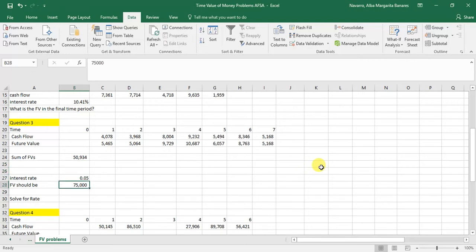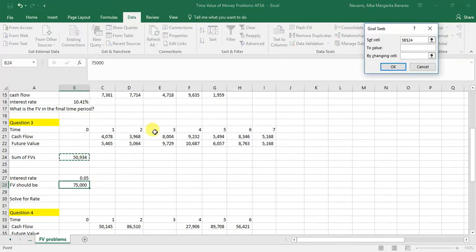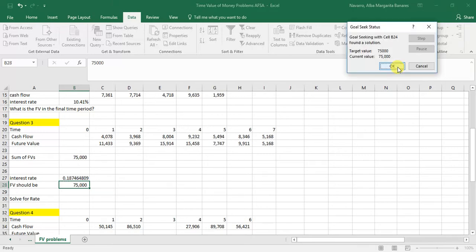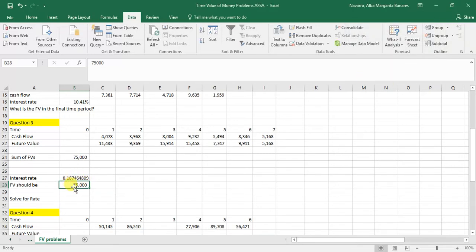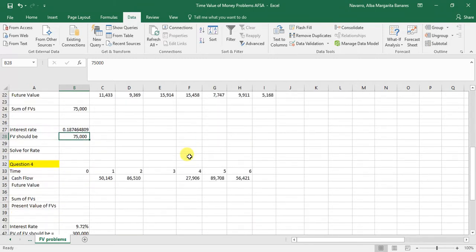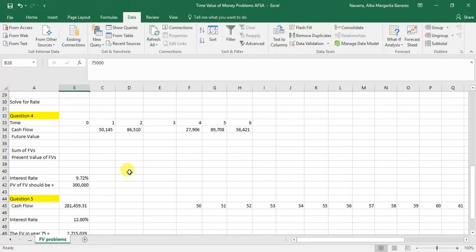Right, but as we can see, we get that our sum is about 51,000 actually, but it should be 75,000. So how are we going to change that? We're going to go Data, What If Analysis, Goal Seek. We're going to change our sum number to the value 75,000, which is what it should be, by changing the cell with the random interest rate that we put in earlier. Okay, cool. We get about 18.75% interest rate, which is correct. Awesome.